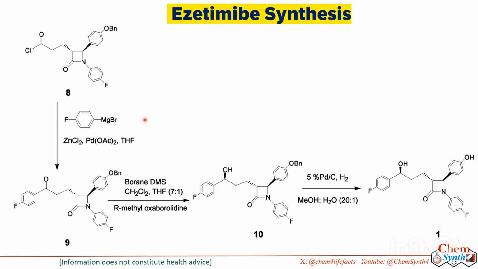So this step is basically Negishi coupling. Grignard reagent has been used in presence of zinc chloride, so it will produce in situ organo-zinc compound, and that reacted with this acid chloride.